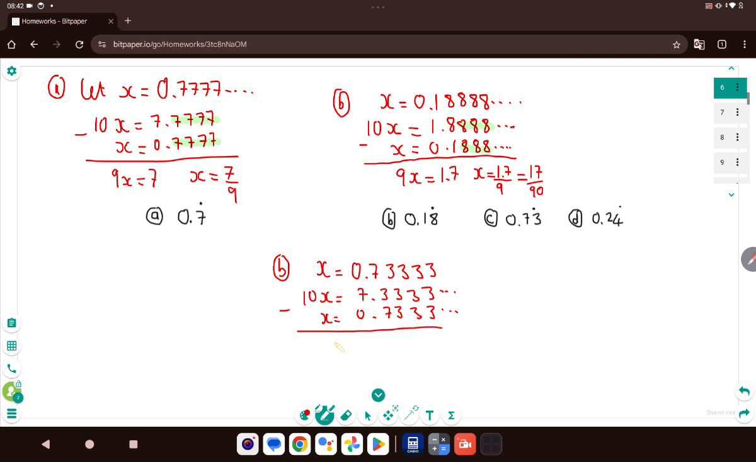(10x) take away 1x is 9x. Now, where are your 3's the same? From there onwards. You can use your calculator if you want. You can always have your calculator in the IGCSE exam. 7.3 take away 0.7 is 6.6.